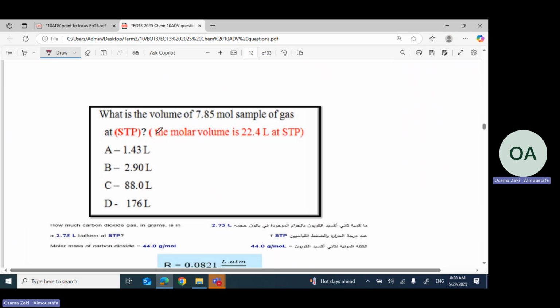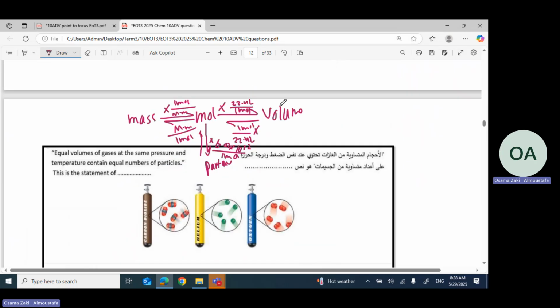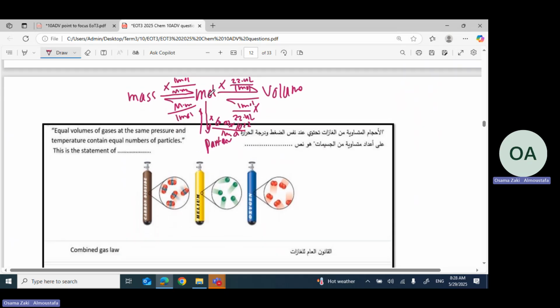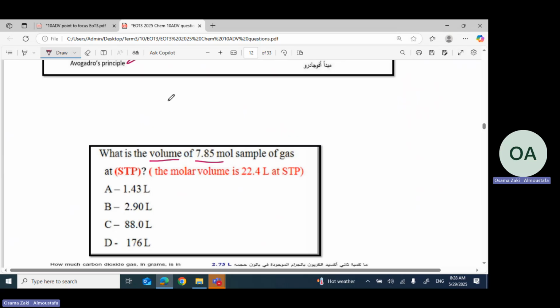Here, what's the question? What is the volume of 7.85 mole? Let's get back. We have the mole, and we need to convert it to volume. So multiply by what? By 22.4 liter over 1 mole. So here we have 7.85 mole times 22.4 liter over 1 mole. Cancel out the mole, and you get the answer.